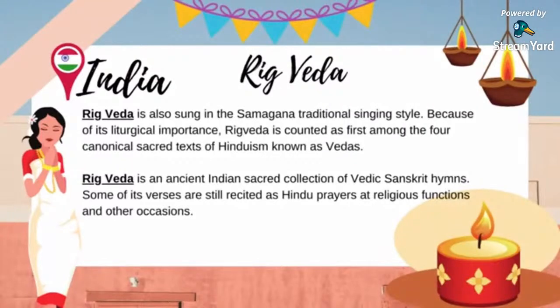Because of its liturgical importance, Rigveda is counted as first among the four canonical sacred texts of Hinduism known as Vedas. Rigveda is an ancient Indian sacred collection of Vedic Sanskrit hymns. Some of its verses are still recited as Hindu prayers at religious functions and other occasions.